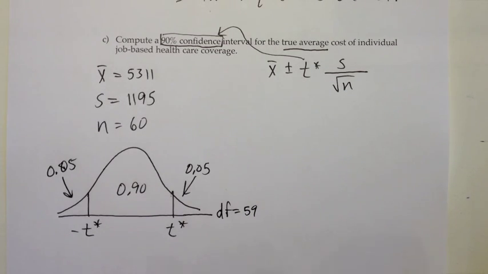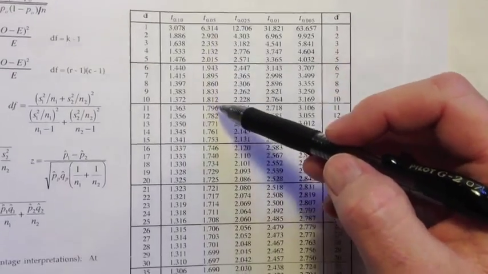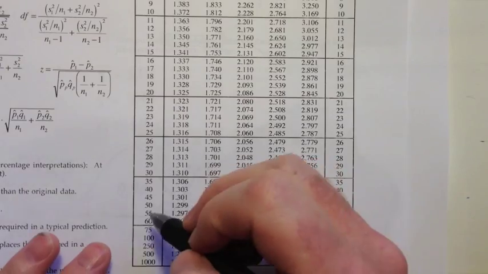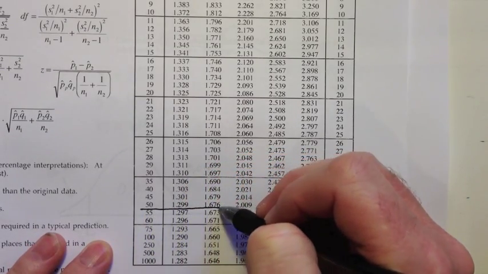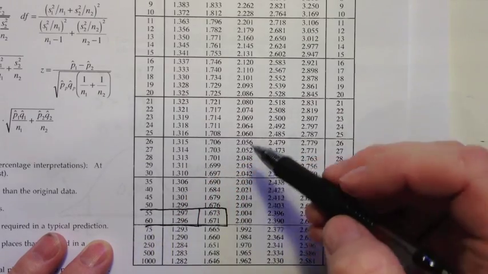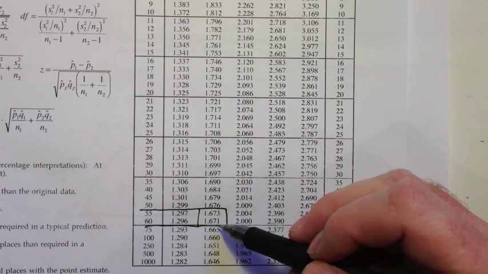When we go to do the t table, we'd look up 0.05 and drop down to 59 degrees of freedom. So here's the 0.05 column, and we can start dropping down, but there is no 59 degrees of freedom. We have a 55 row and we have a 60 row. So we're looking at grabbing one of those two from the 0.05 column, either 1.673 or 1.671.